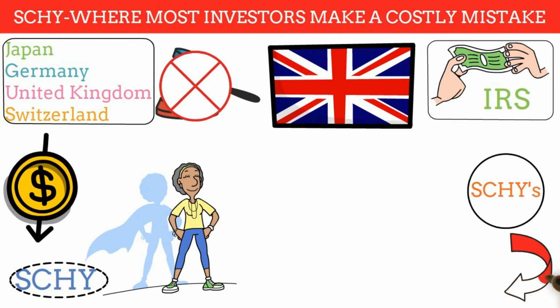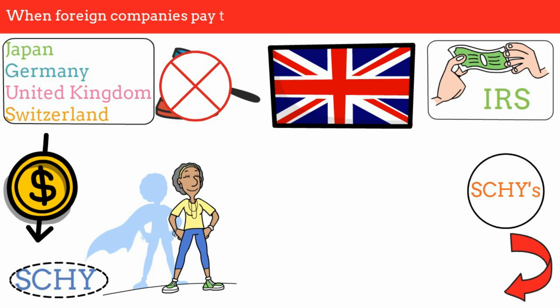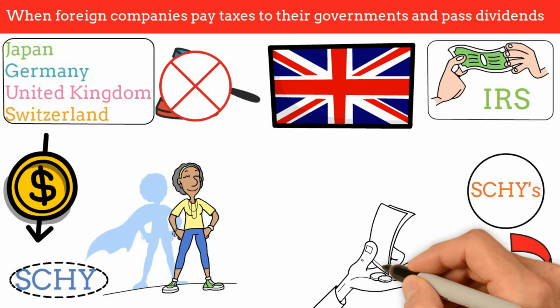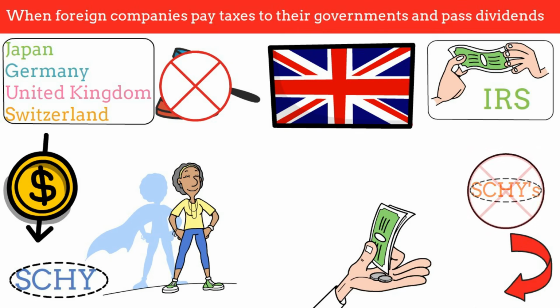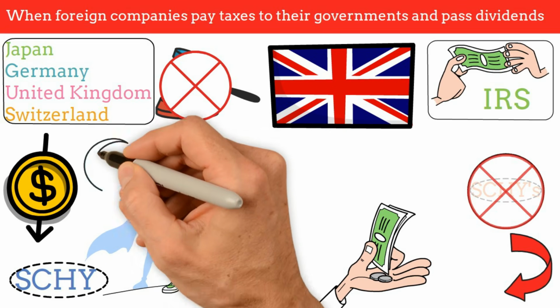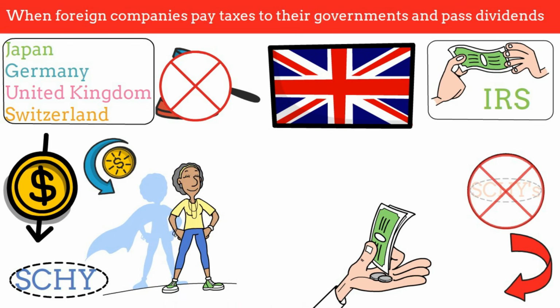Here's something even fewer people know. When foreign companies pay taxes to their governments and pass dividends to you, you may be able to claim a foreign tax credit. But only if SCHY is in a taxable account, not a retirement account. This credit reduces what you owe dollar for dollar. Say SCHY received $300 in foreign taxes on your behalf.